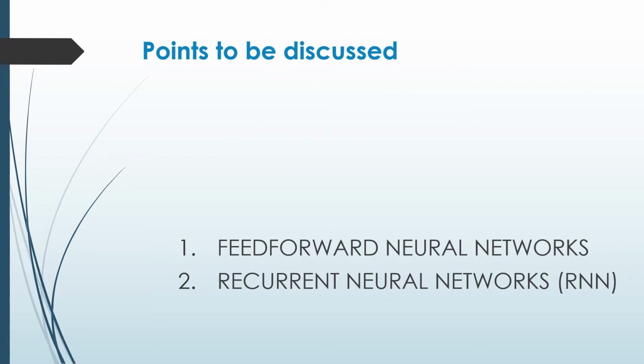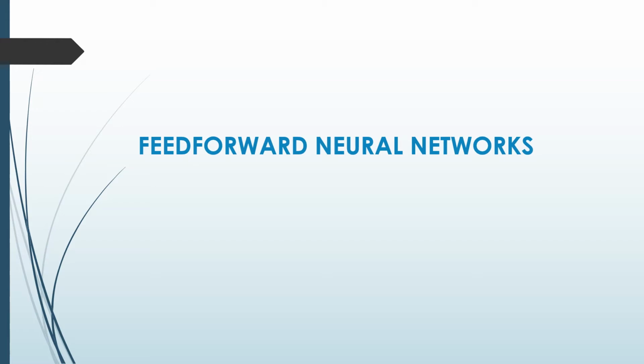Now, what are the important points to be discussed today? There are two important points. One is the feed-forward neural network, in short known as FFN, and the next one is the RNN. RNN means recurrent neural network. In this lecture we need to understand what is meant by the recurrent neural network and what is the need of this important topic in machine learning. So let's start and continue with the other points. The first one is the feed-forward neural network.